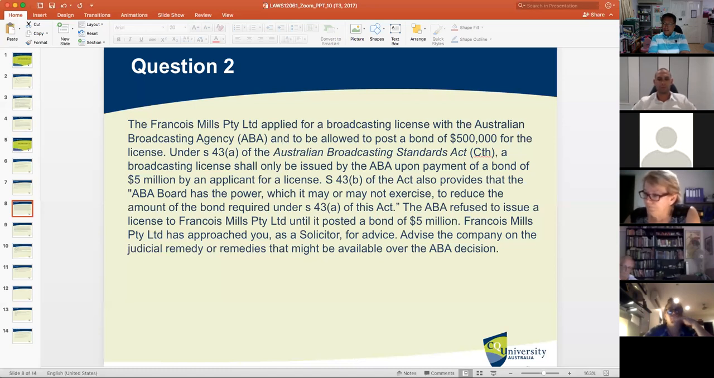So the answer there is, I would advise the company that a judicial remedy is unfortunately not available in this instance because the decision is lawful, because it involved the reasonable exercise of a discretion, which courts will not interfere with. Courts will only interfere with the exercise of a discretion, one, when it is unreasonable, so that would go against Wednesbury unreasonableness, or two, when it is contrary to what the law provides.